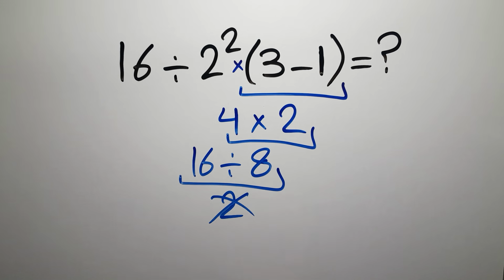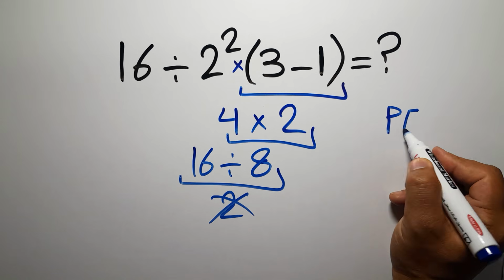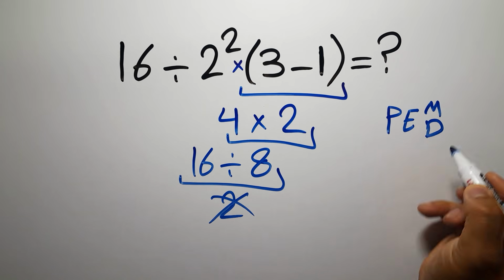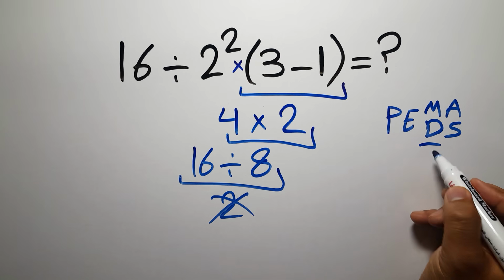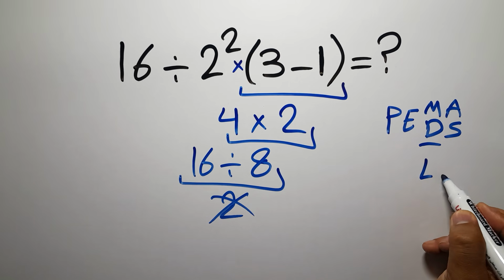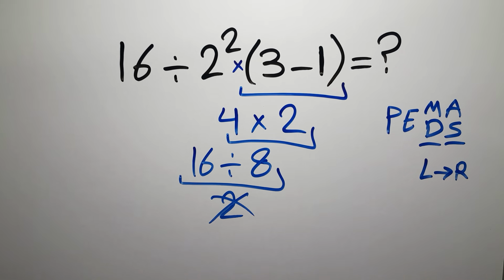But this answer is not correct, because according to the order of operations, first we have to do parentheses, then exponents, then multiplication or division, and finally addition or subtraction. Remember that multiplication and division have equal priority, and we have to work from left to right, and the same applies to addition and subtraction.